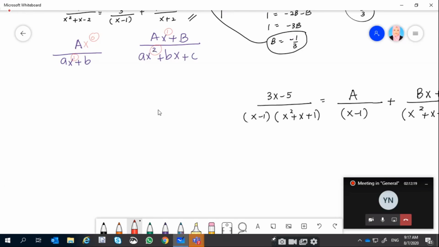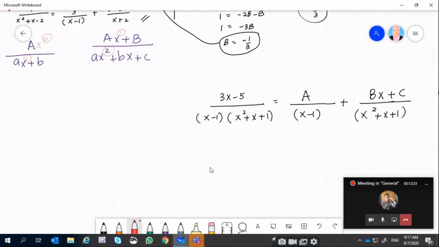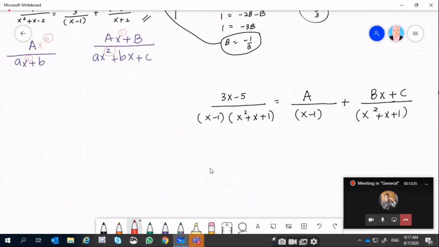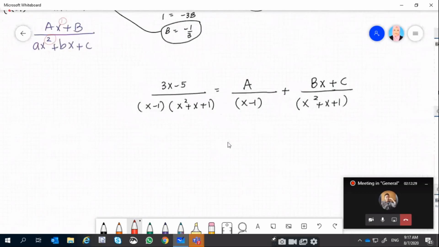To make it a proper rational function, yes. So I continue here.